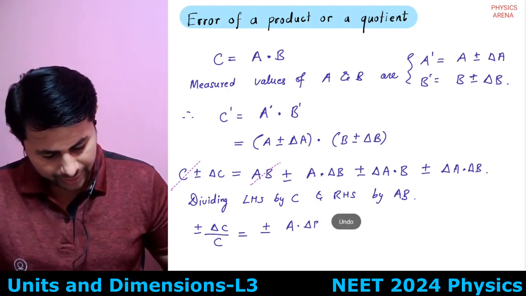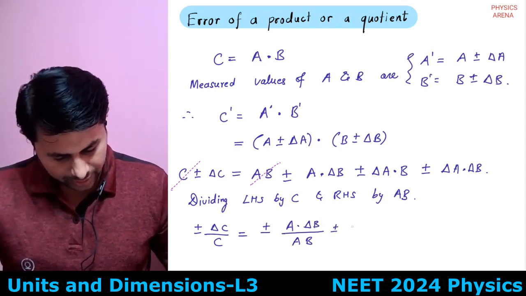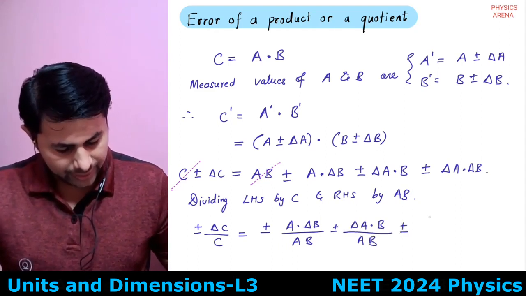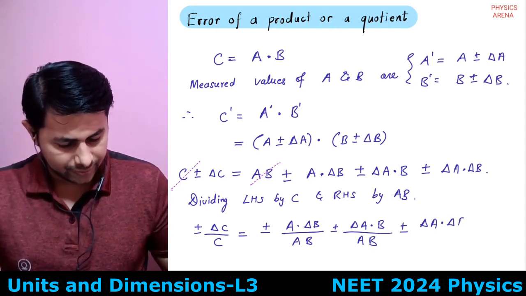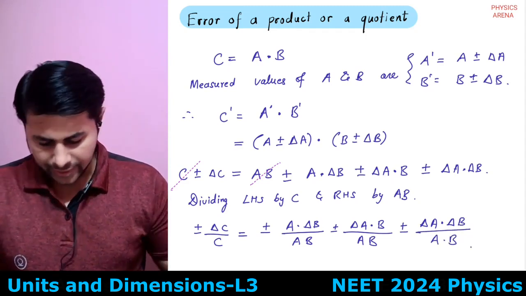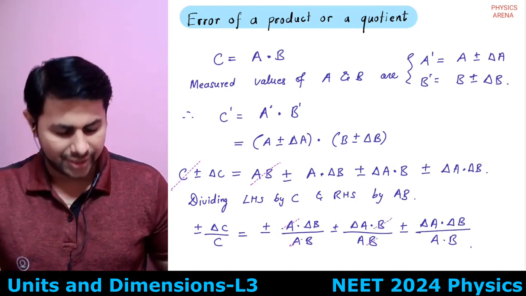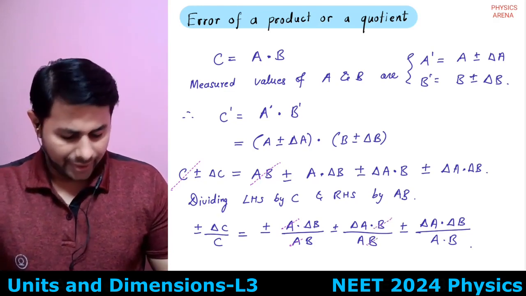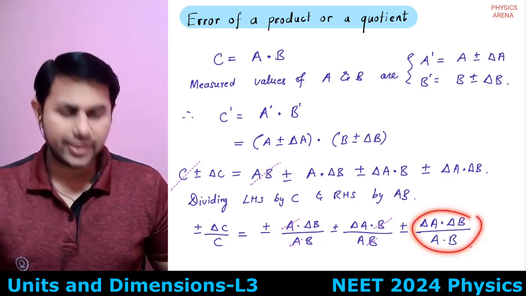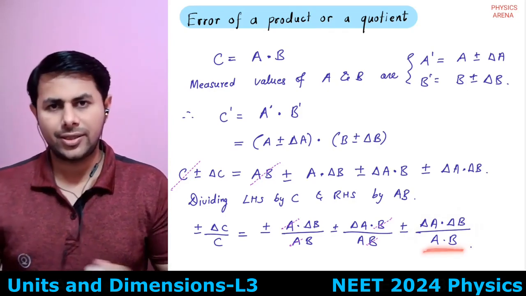Sorry, A times delta B divided by AB plus minus delta A times B divided by AB plus minus delta A times delta B divided by AB. Okay. And now you can see some things get cancelled out. So this A and A get cancelled out, B and B get cancelled out. Okay. And what happens over here is, I can write this as, sorry, this thing is error: multiplication of errors in numerator and multiplication of quantities in denominator.